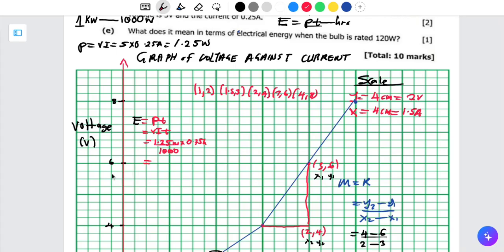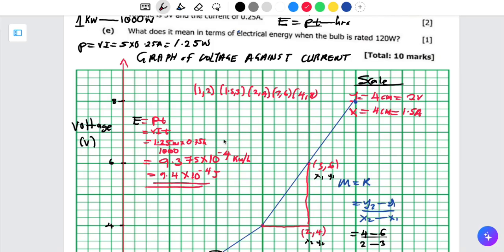So we have 1.25 divided by 1000, then multiplied by 0.75. So the answer that I'm getting, let me just write it in standard notation so that we see what we are going to have. So I'm having 9.375 multiplied by 10 to the power negative 4 kilowatt hours. Or you can say 9.4 multiplied by 10 to the power negative 4 joules. So this is going to be our final answer.